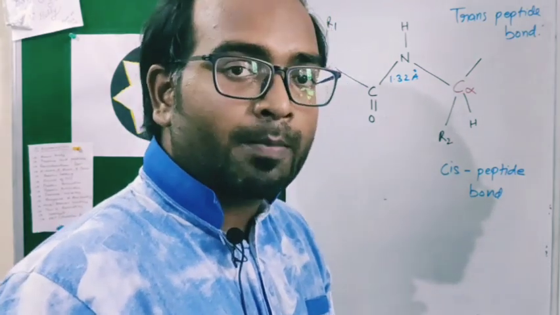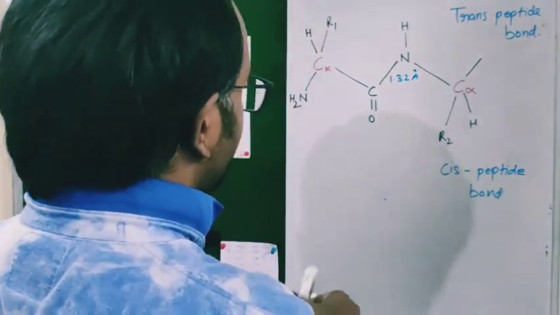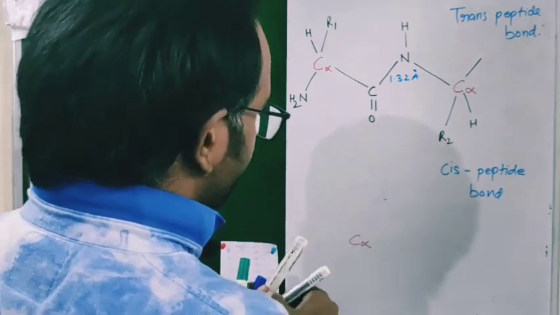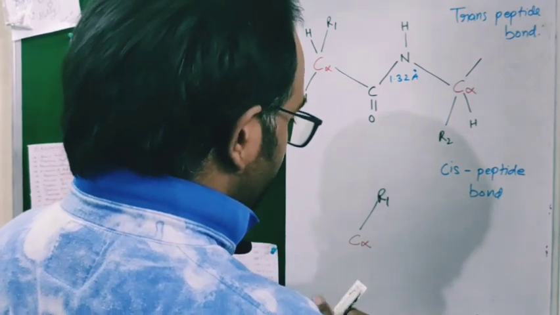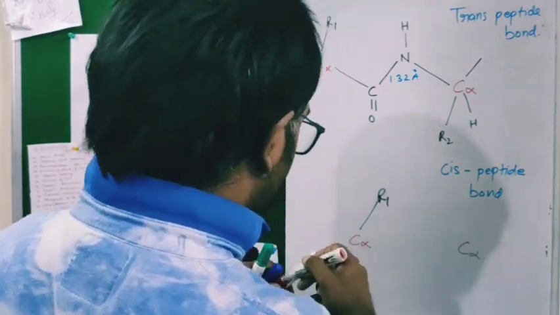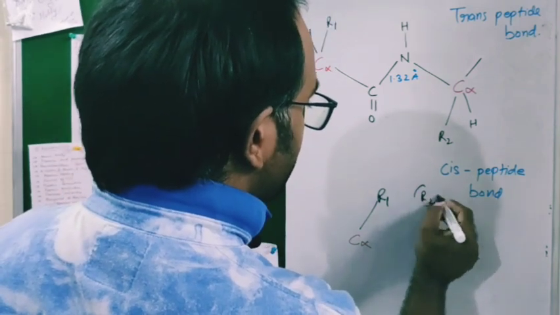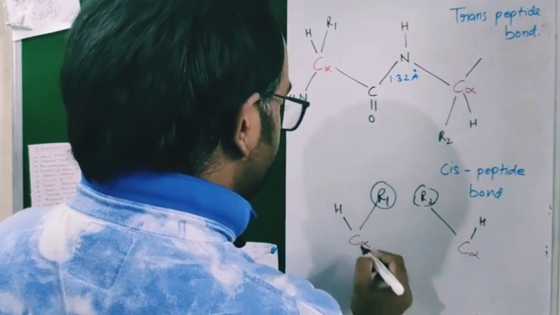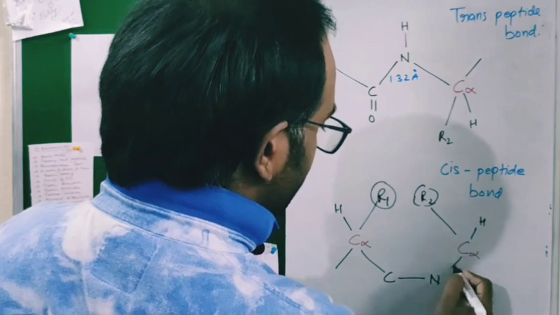But when we talk about the cis form of the peptide bond, it will be drawn like this: C alpha, R1 and C alpha, R2, H, C, N.